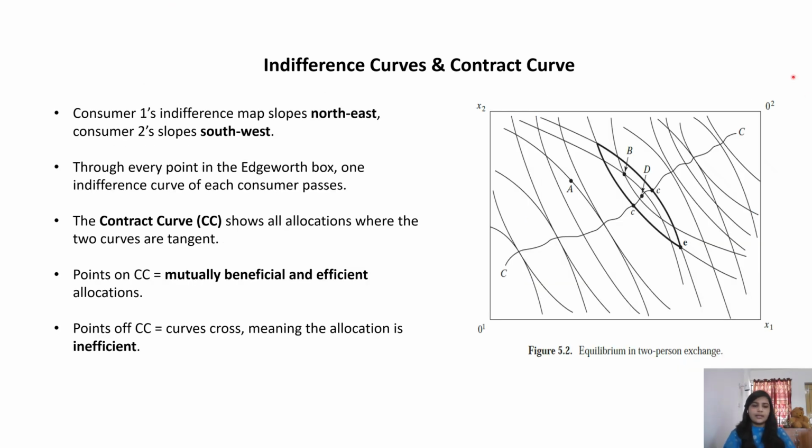Let's bring in preferences. Each consumer has indifference curves, which show the combinations of goods that give them the same satisfaction. Consumer 1's curves slope upward to the right, while consumer 2's curves slope downwards to the left. When the indifference curves of both consumers are tangent to each other, we get the contract curve. Here is the contract curve. This curve shows all the allocations where no further Pareto improvement is possible.